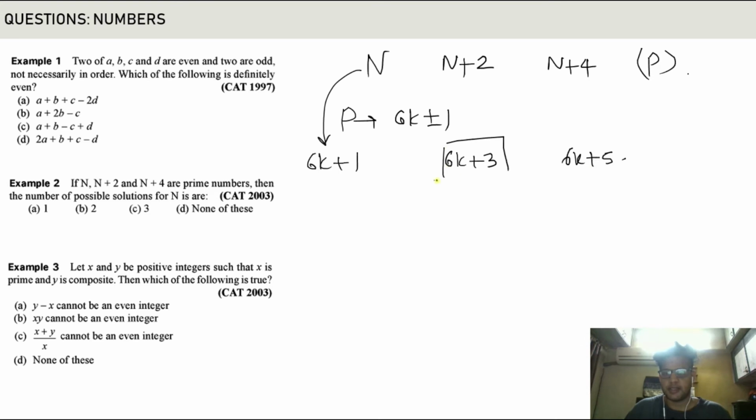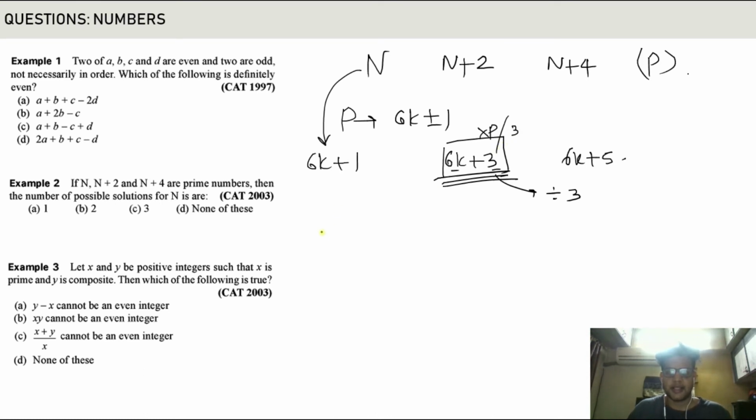Now 6k plus 3, this number would be divisible by 3 because 6 is divisible by 3 and 3 is also divisible by 3. Hence 6k plus 3 would be divisible by 3. Hence this cannot be a prime number, or it can be 3. There are only two possibilities.